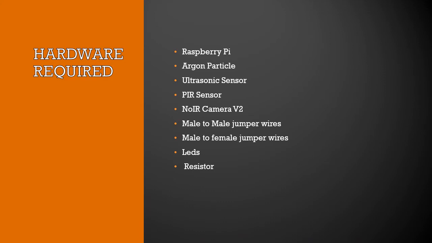Hardware required: Raspberry Pi, as most of the sensors are connected to the Raspberry Pi. Argon Particle, as it will operate the food dispenser. Ultrasonic sensor, connected to the Raspberry Pi, which will check whether the bowl is empty or full. PIR sensor, which will check if the dog is nearby or not. Node camera, which will have surveillance on the pets. Male to male jumper wires to connect the sensors to the Raspberry Pi and breadboard. Male to female for the same reason. LEDs to indicate the ultrasonic sensor is working and also as a replacement for the food dispenser, and a resistor.